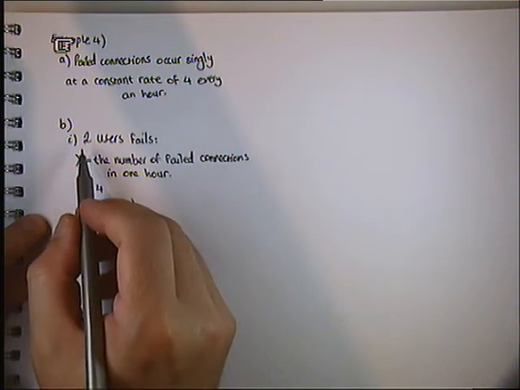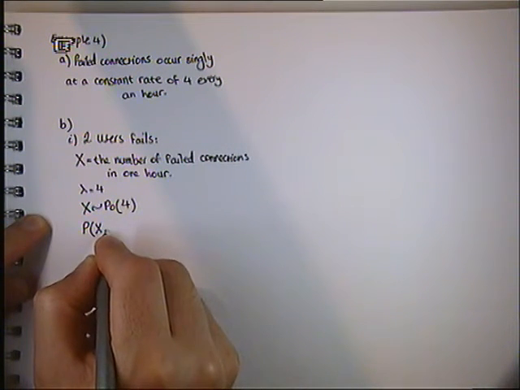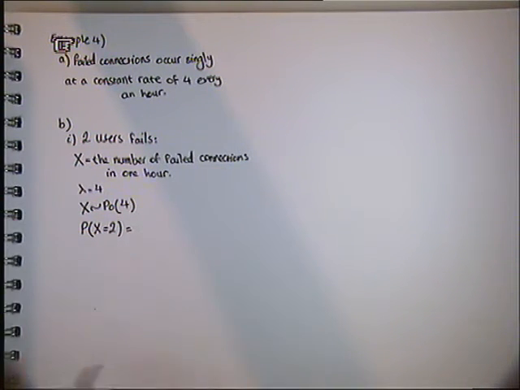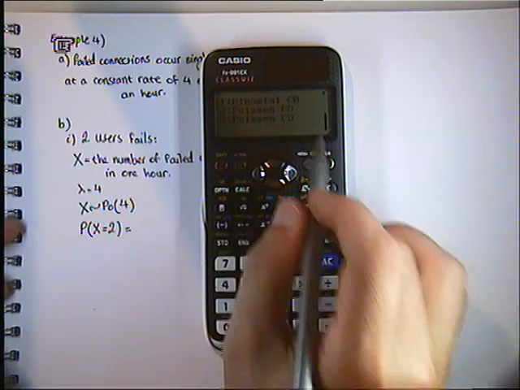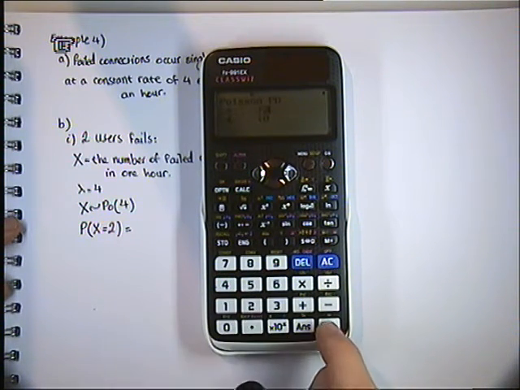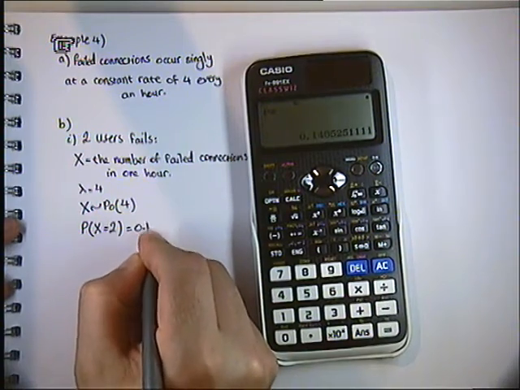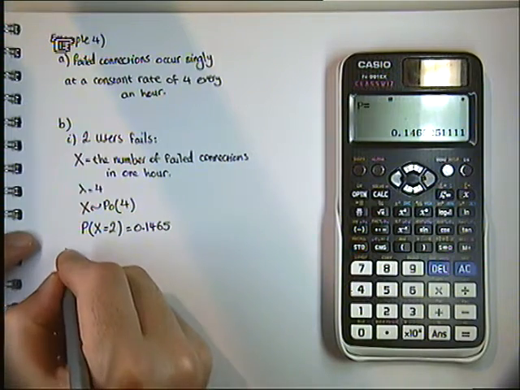Okay, now we want to work out 2 users fail. Probability of random variable x is equal to 2. Using our calculator, for Poisson PD and variable x equal to 2, where lambda is equal to 4, we get 0.1465.